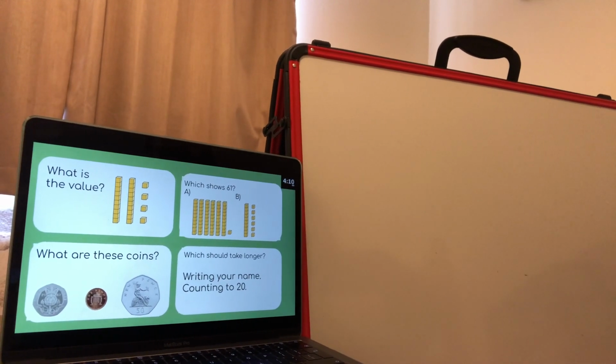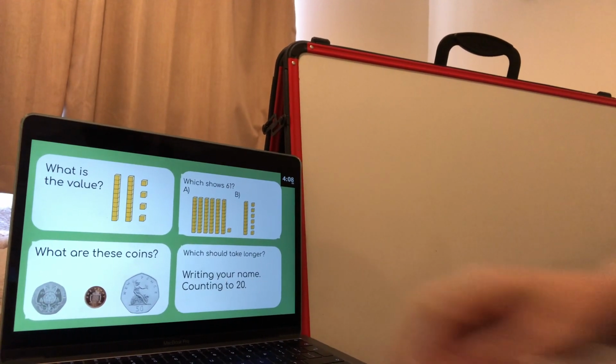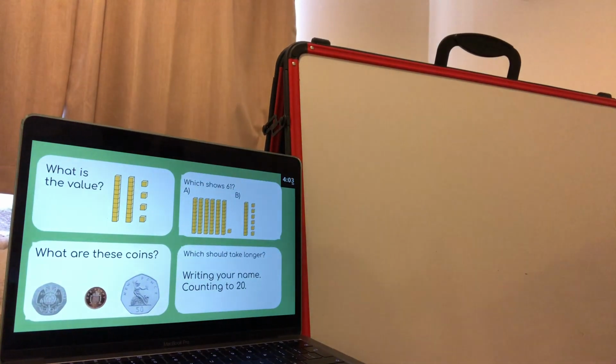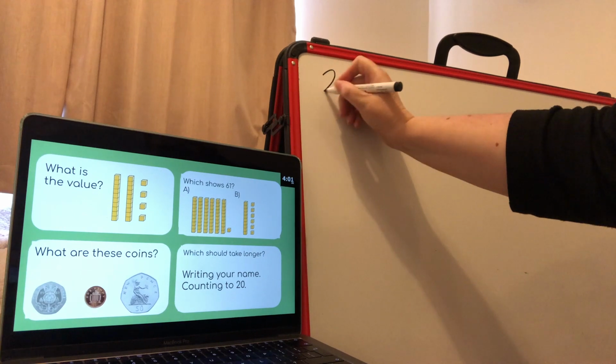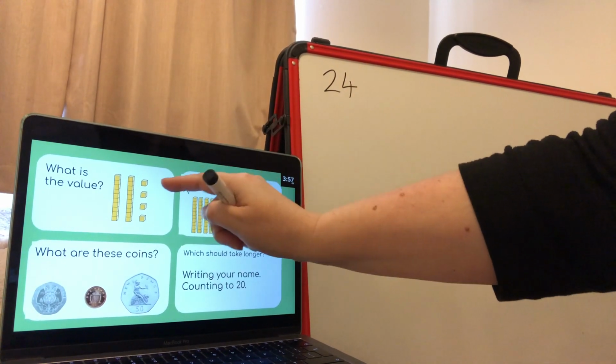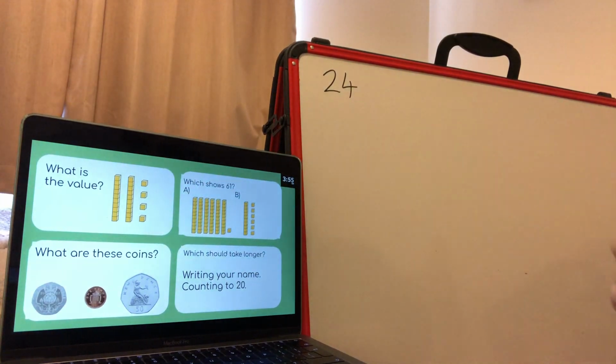Okay, so hopefully you've had a go. The first one, there are 2 tens and 4 ones. So the answer would be 24. 10, 20, 21, 22, 23, 24.